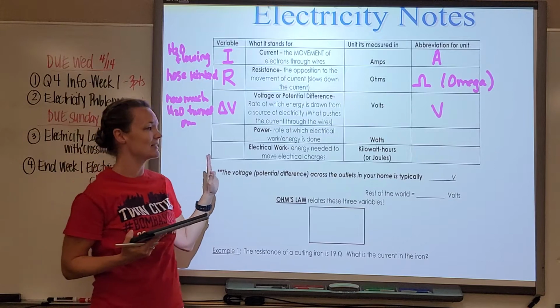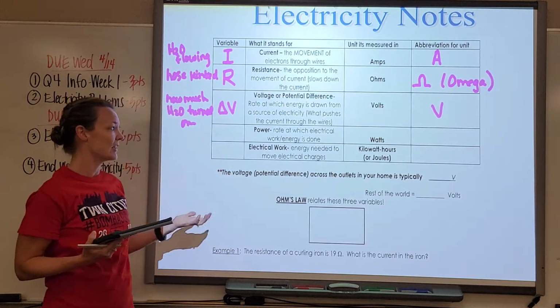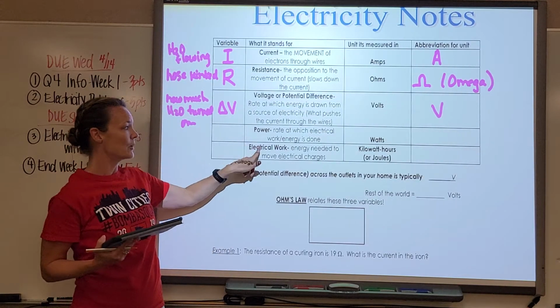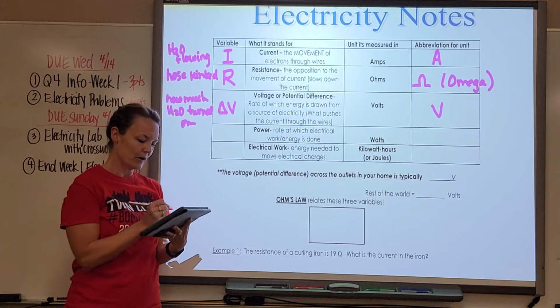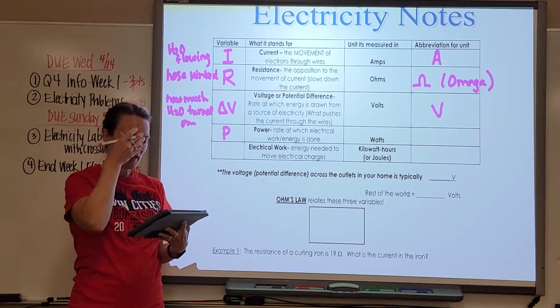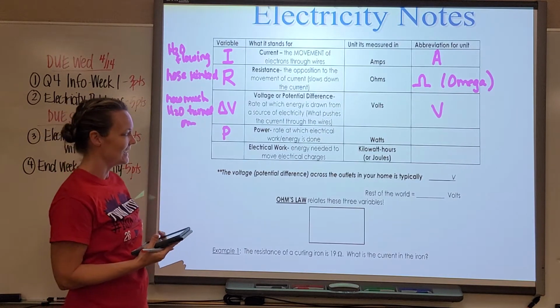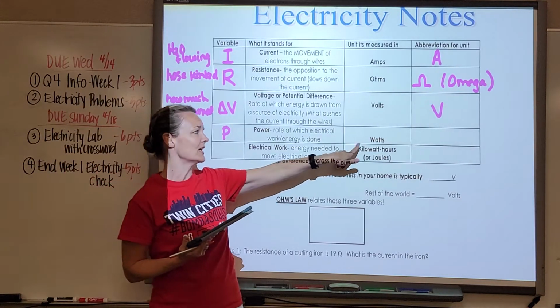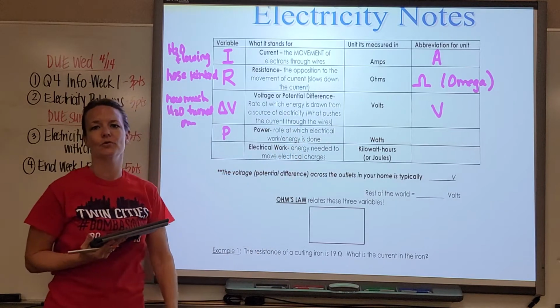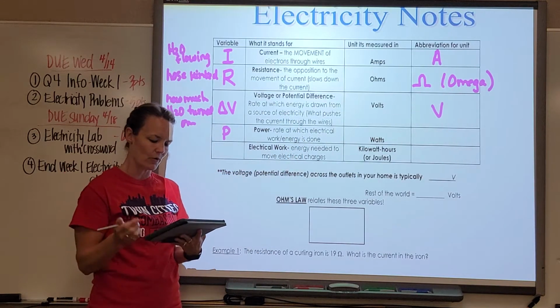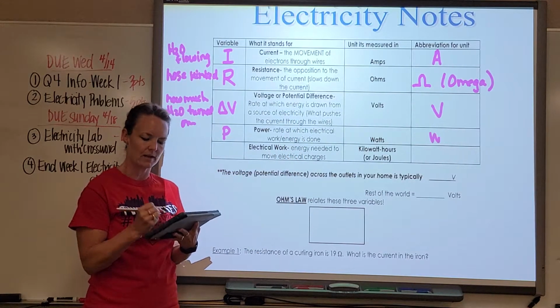The other two things that we're going to be using are things that you have used before, power and work. Power, capital P, it's the rate at which electrical work or electrical energy is done. It is always measured in watts. Whenever you use the equation for power, it comes out in watts, which is abbreviated with a W.